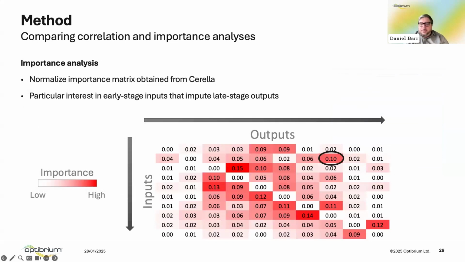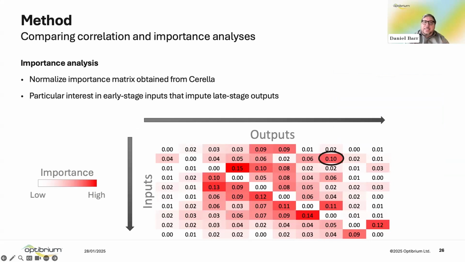So then, as Matt described, we want to compare that standard correlation analysis with the importance matrix that we get from our deep learning imputation attained from our Cerella platform, which we'll explain a little bit more about, and how you can experience that, towards the end of the webinar today.